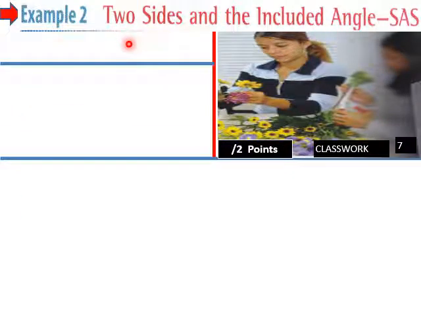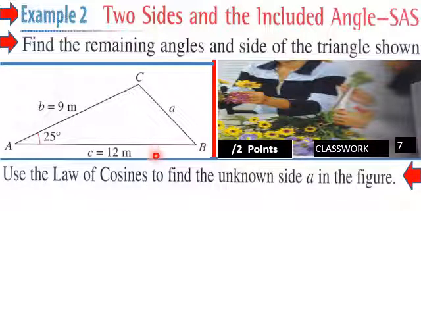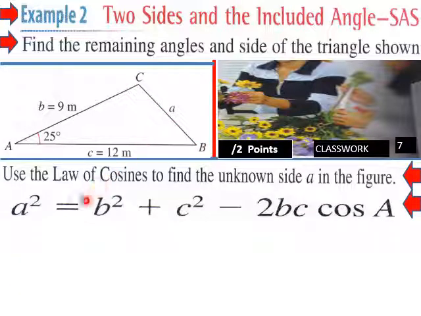Okay, going into our next example, example 2, two sides and an included angle, which is side-angle-side. Find the remaining angles and side of the triangle shown. So we have a side, and then an angle, and then a side here. Use the law of cosines to find the unknown side A in the figure. So A squared equals B squared plus C squared minus 2BC cosine A would be your expression to solve for A.